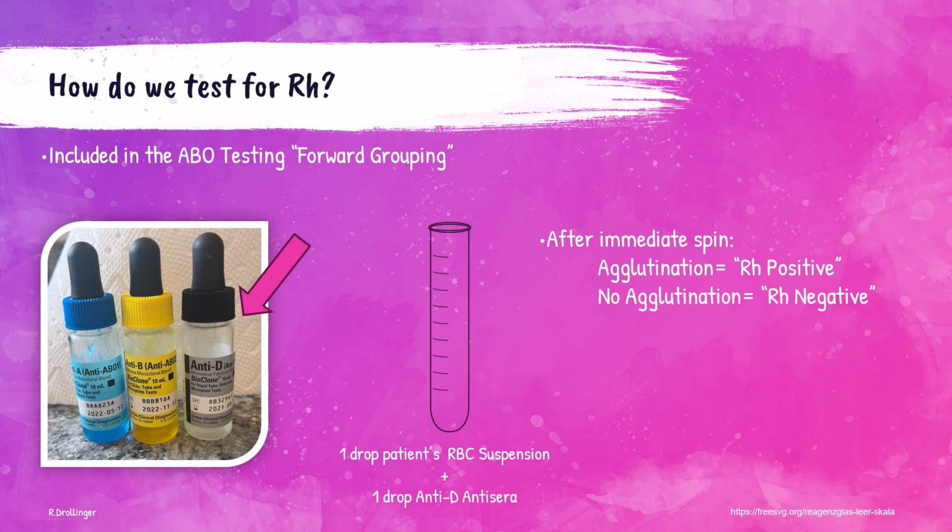So how do we test for Rh in the blood bank laboratory? The testing of D is included in what we call the forward grouping or the front type in ABO testing. I've already discussed how to perform this in my ABO blood group system lecture, but this bottle on the left-hand side of the screen labeled anti-D is used. This reagent contains antibodies toward big D. One drop of this reagent is placed in a tube along with 1 drop of a patient's red blood cell suspension. It's mixed, placed in a centrifuge, and spun according to the manufacturer's recommendation. Of course, follow your laboratory's procedures, but it's usually around 15 seconds in the centrifuge.